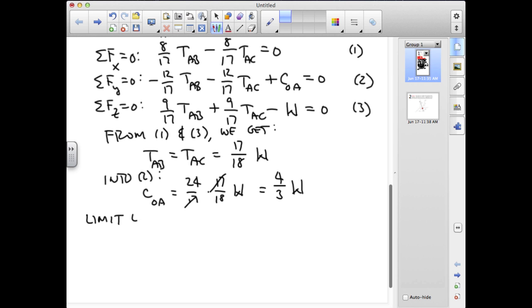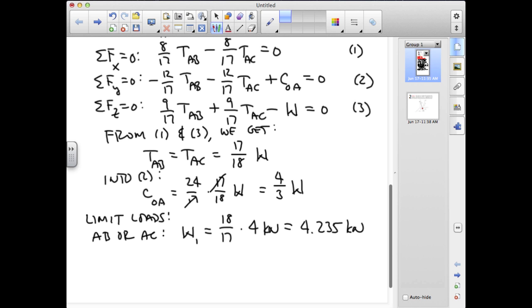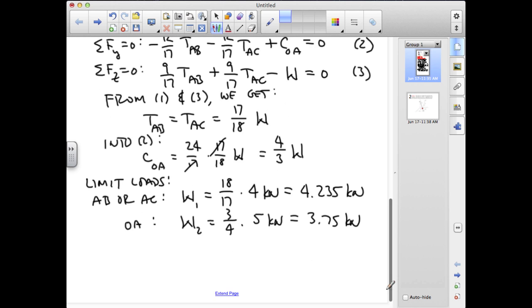For limit loads, AB and AC are the same, and we get that the first limiting weight is 18/17 times the allowable tension, which ends up being equal to 4.235 kilonewtons. And on the basis of OA, we have a limiting weight which is 3/4 the allowable compression, which is 5 kilonewtons, and that ends up being 3.75 kilonewtons. So of these two, this is the more limiting value, and our limiting load then is 3.75 kilonewtons.